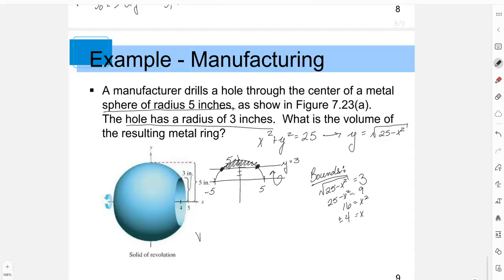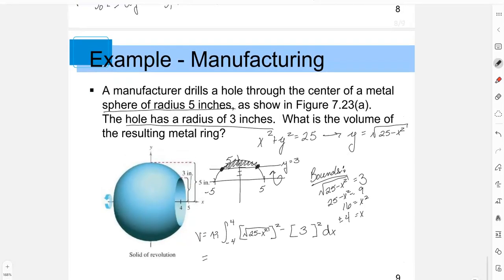So my volume equation is going to be pi times the integral from negative 4 to 4 of the outer radius squared minus the inner radius squared. That outer radius is that circle. The inner radius is going to be the line y equals 3. And then that's what I'm going to solve. So there's my setup for that.